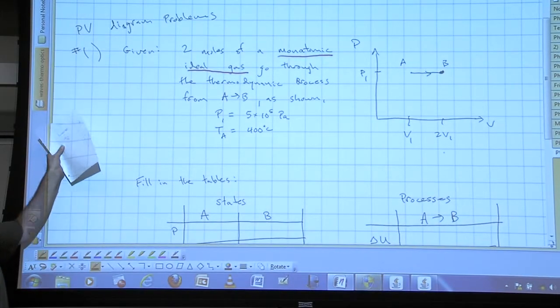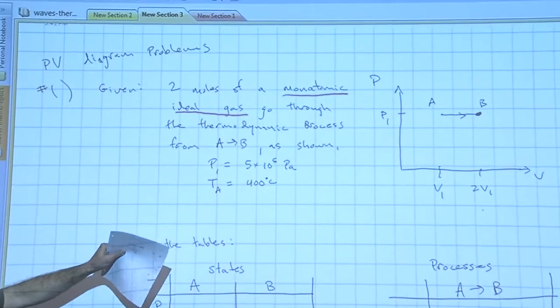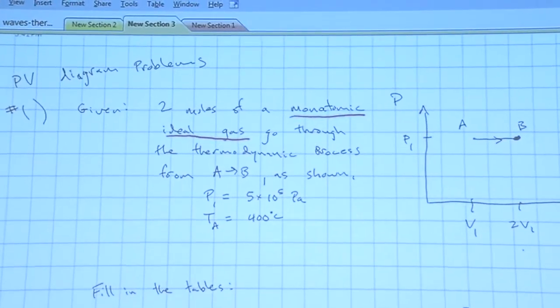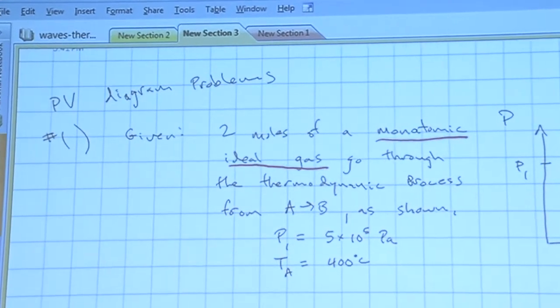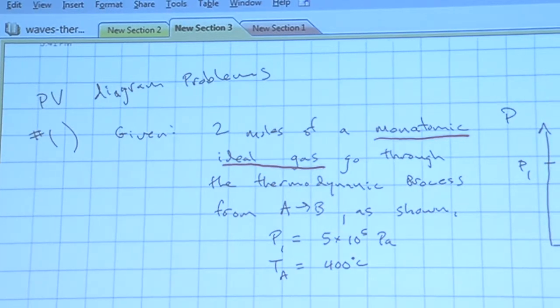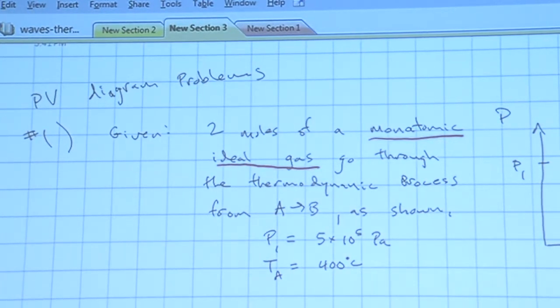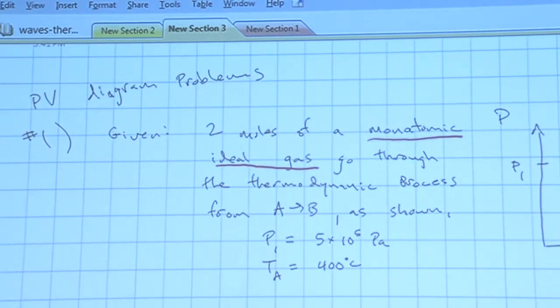So let's look at this problem first. PV diagram problem number 1, a fairly simple process. 2 moles of a monatomic ideal gas go through this thermodynamic process from point A to point B. The pressure, 5 times 10 to the 5th pascals at P1. And the temperature at state A, 400 degrees Celsius.